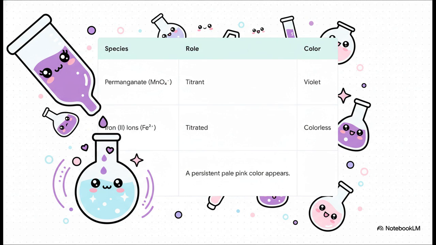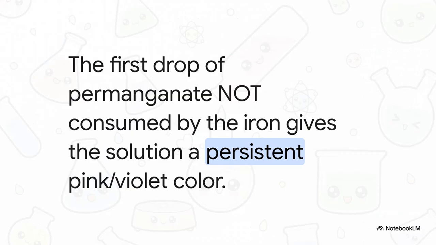So, based on what we just learned, what do you think we're looking for? What's the visual signal going to be? You got it. This is a perfect example of case 2 from earlier. As long as there's any iron 2 left in that flask, the violet permanganate we add is instantly used up and the solution stays colorless. But the very first drop of permanganate that falls in there and can't find any iron 2 to react with, well, it gets to keep its color. And that one drop turns the whole solution a faint but permanent pink. That's our signal. That's the equivalence.